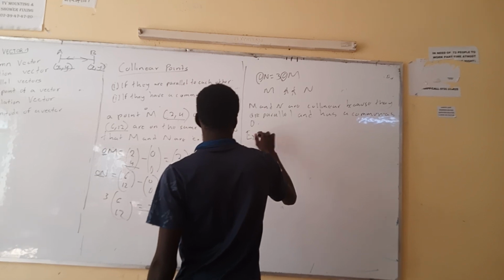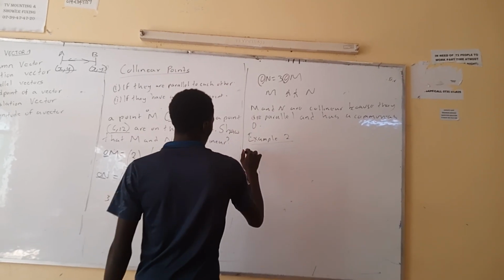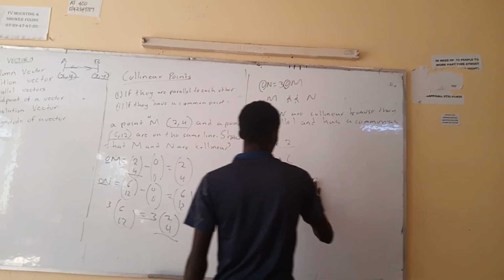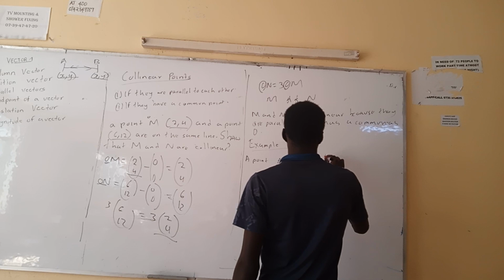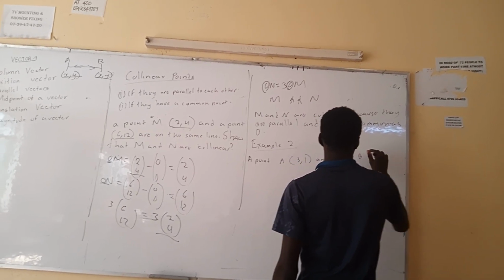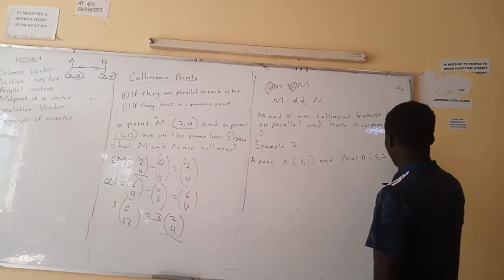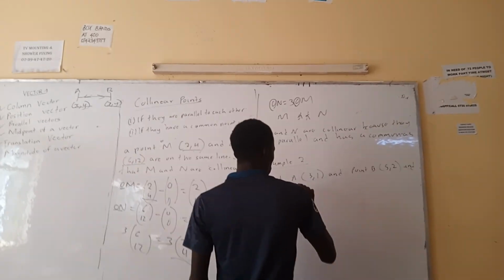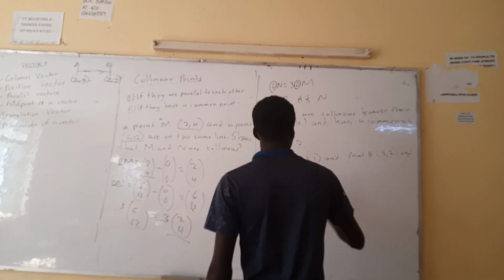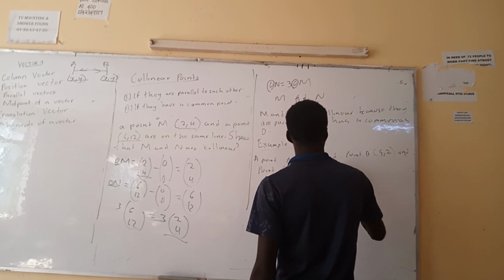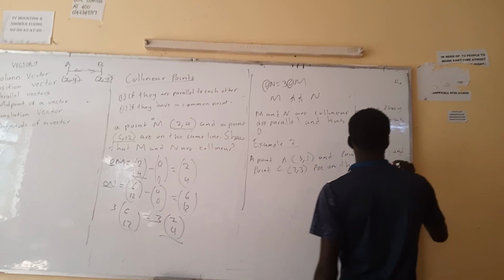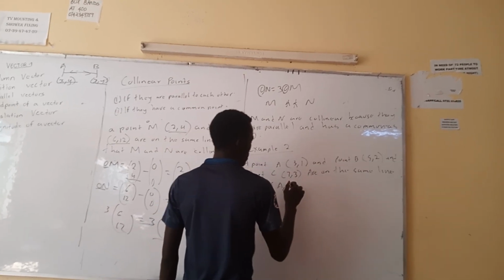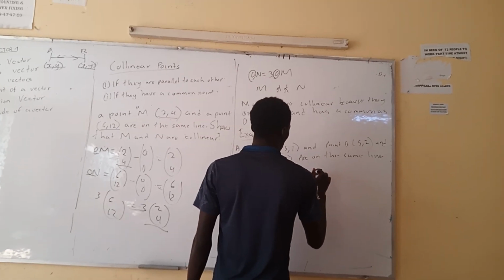We are going to do example 2. A point A, 3, 1, a point B, 5, 2, and a point C, 7, 3, are on the same line. Prove if A, B, C are collinear.